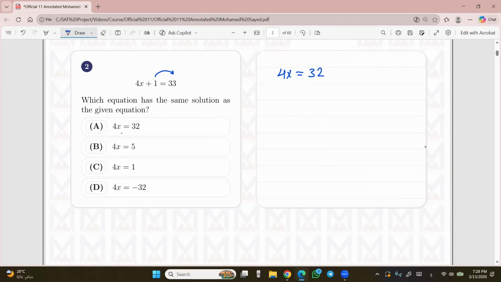And we do not need to get the value of x. The question didn't ask about the solution. It says which one can be used as a solution, or that contain a solution. So look at the options. We have 4x in the left side. So stop here and keep the answer as 32, which is letter A.